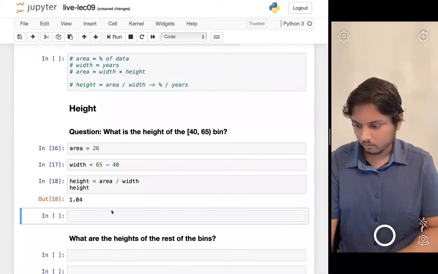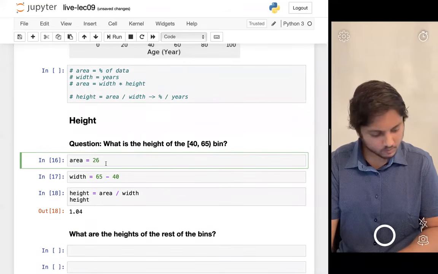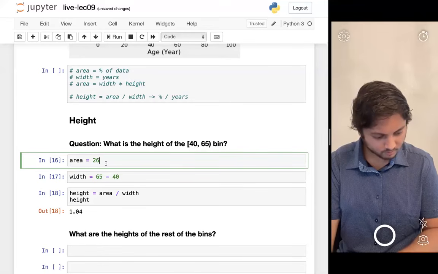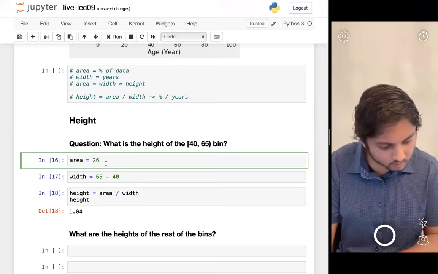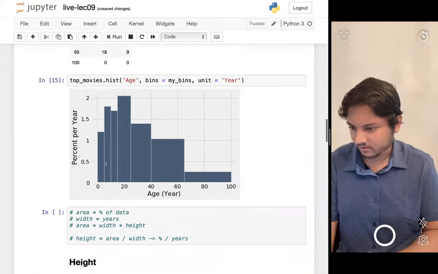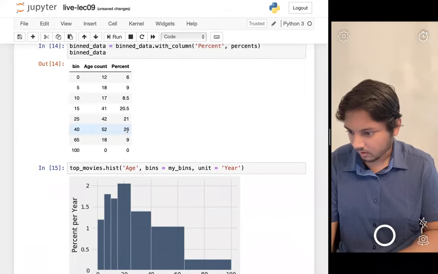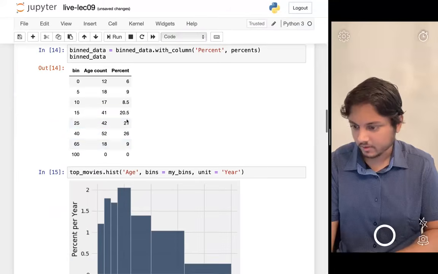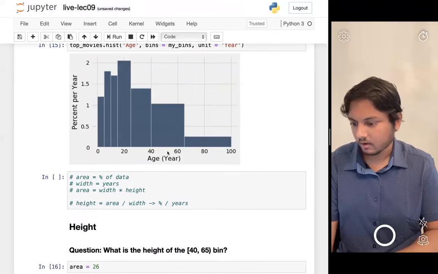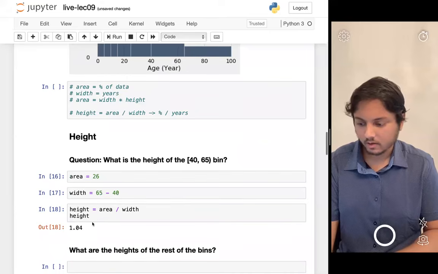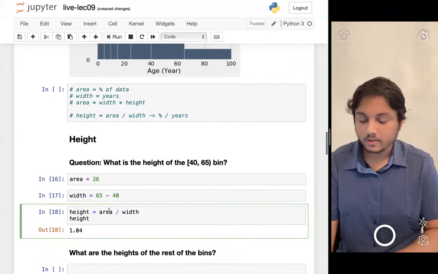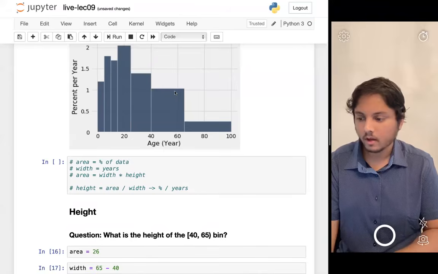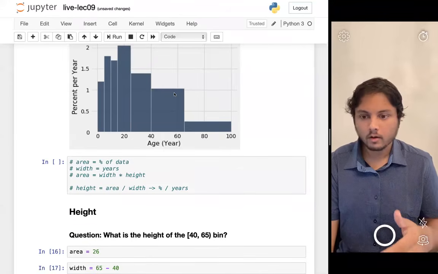So we get 1.04. This actually looks different than what I have here for some reason. It's a bit strange. Oh, I guess the percentages are slightly different. I'm not sure why exactly. But in any case, if we have 26% up here, and we have a width of 25, then 26 over that gives us 1.04. So what this means is that the height of the 40 to 65 bin is 1.04% per year.